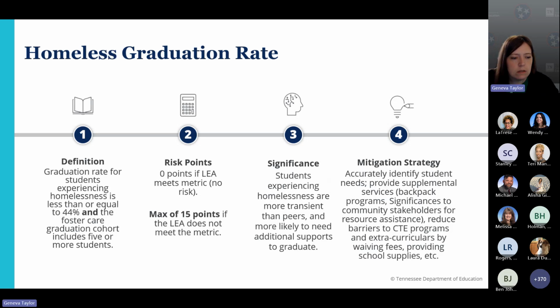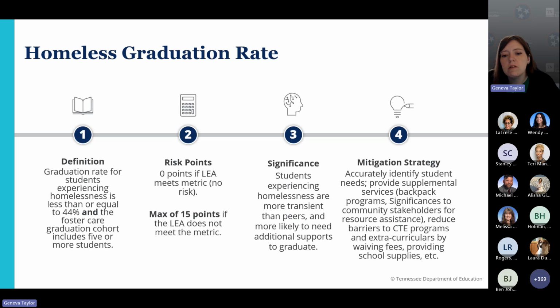Our homeless grad rate is equal to or less than 44%. We also know that students experiencing homelessness or that are in transition are more transient, of course, than their peers. They are more likely to need additional supports in order to graduate. And unfortunately, a lot like our students who are in foster care, the more often they have to move, the less likely they are to graduate, which is why educational stability is so important here.